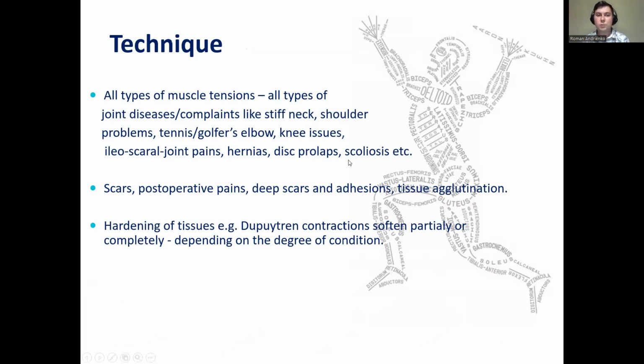And here are the areas in which these techniques can be applicable. All types of muscle tensions, scars, post-operative pains. I remember that we had a question about scars, deep scars, adhesions, tissue agglutination, hardening of tissues. This is where these techniques may be useful.